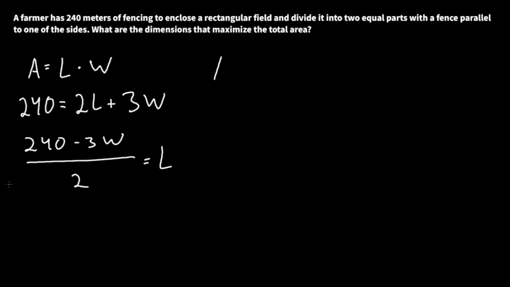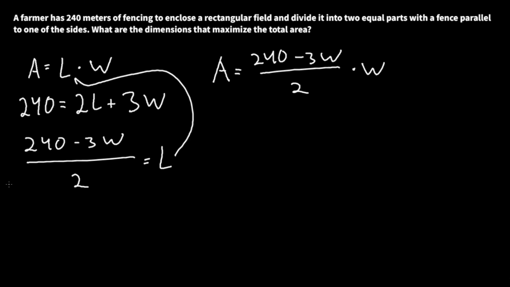We get area is equal to 240 minus 3W over 2 times W. All I did here was replace and substitute L into the area function. Now that we have this, we can take the derivative of area with respect to W.